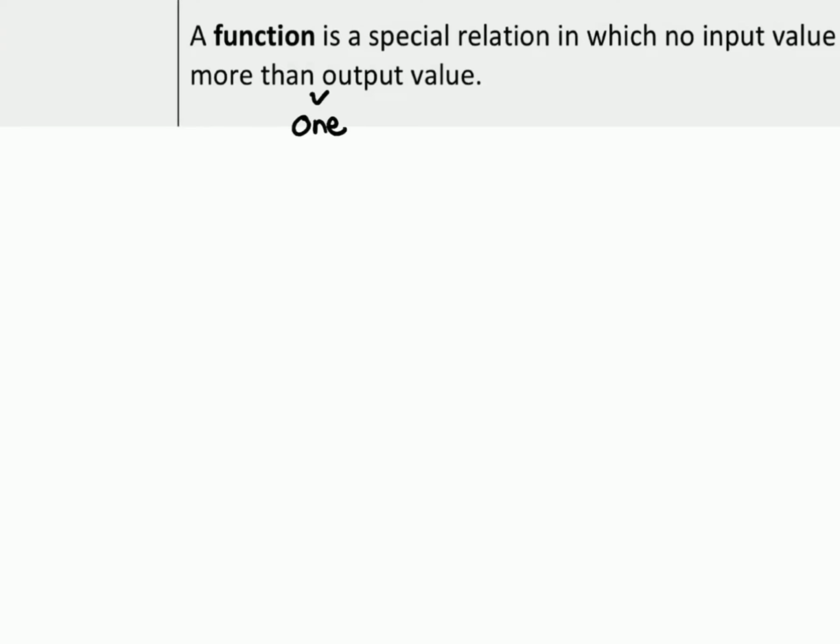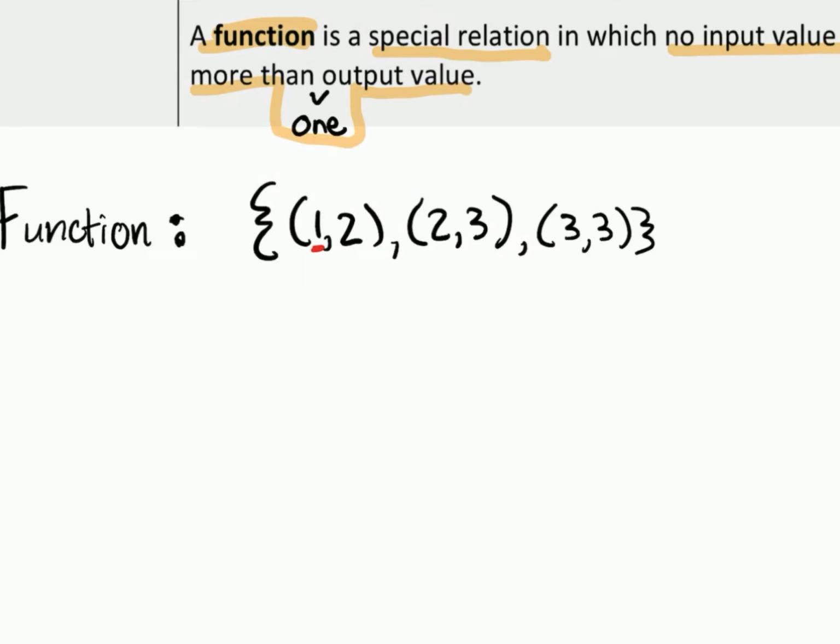There are special kinds of relations called functions where no input value maps to more than one output value. So these have all sorts of nice properties that make them good mathematically to work with. So like, for example, this is a function because each individual input value, 1, 2, 3, only has a single output. Note that it's okay that both 2 and 3 get mapped to the output of 3.